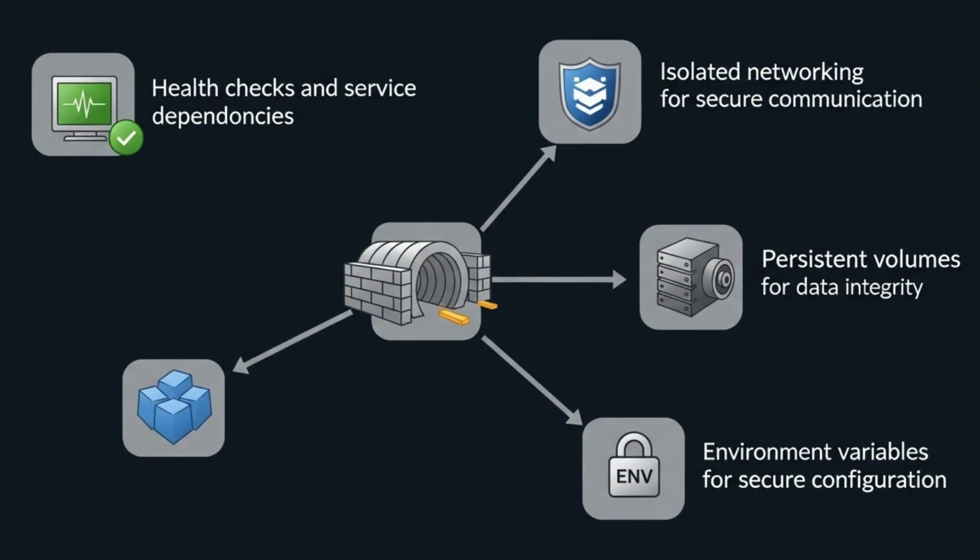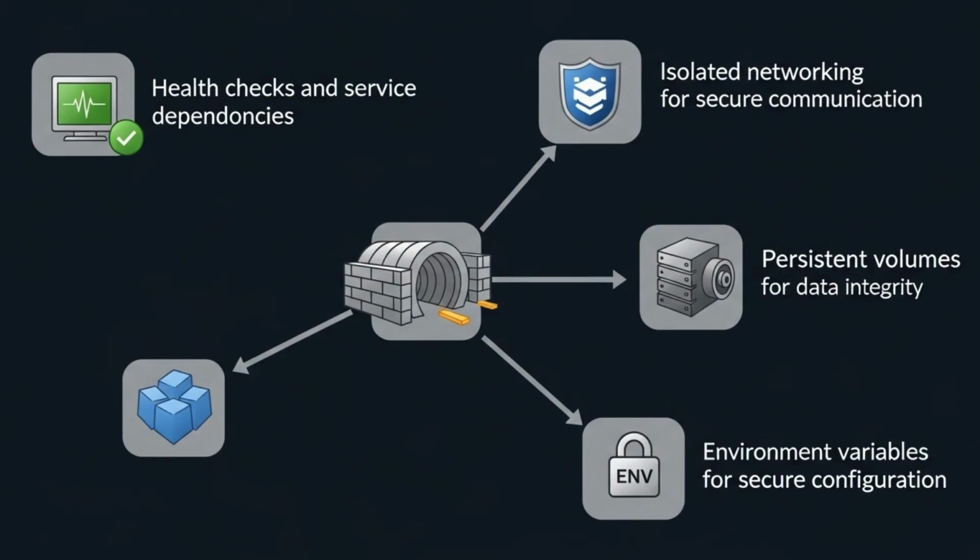Real-world systems demand more than just functional services. They need to be robust and secure. Docker Compose helps us implement essential production-ready patterns. This includes health checks and service dependencies, ensuring that, for instance, your database is fully up and running before your backend attempts to connect to it. We also establish isolated networking for secure communication, creating a private network where services can communicate without exposing themselves directly to the outside world. For data integrity, we use persistent volumes.